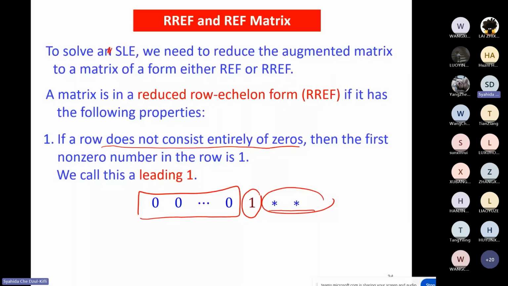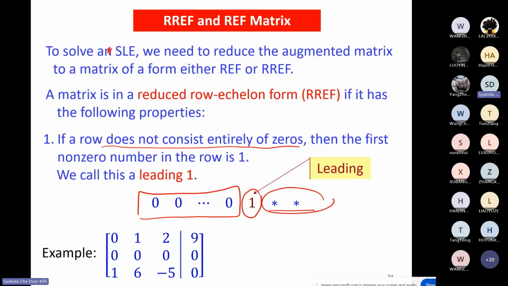Okay, so we have to look at every row of the matrix. If the row does not consist entirely of zeros, then we need to have a leading one for that row. If there are all zeros in the entire row, then we don't have to find a leading one. Is that clear?